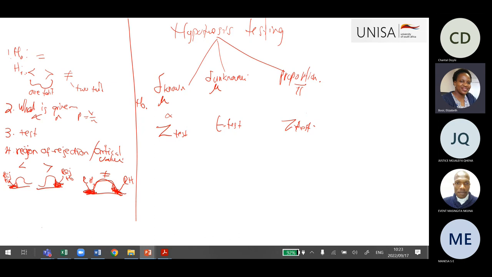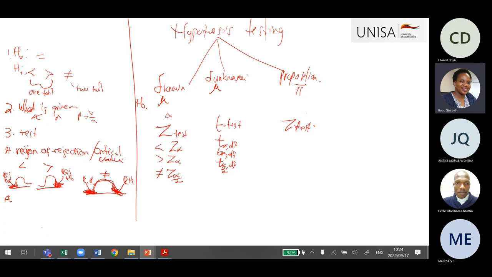And remember now, finding the critical value for one directional, for a Z, for a less than or for a greater than, the critical value will be Z alpha. For a two-tailed test, it will be Z alpha divided by 2. For a T, it will be the same, T alpha and T alpha divided by 2, and don't forget the degrees of freedom. And for Z, it will be the same as the first one.